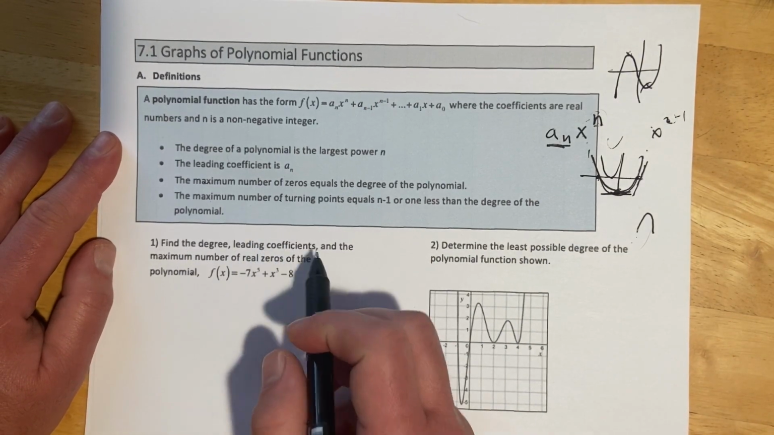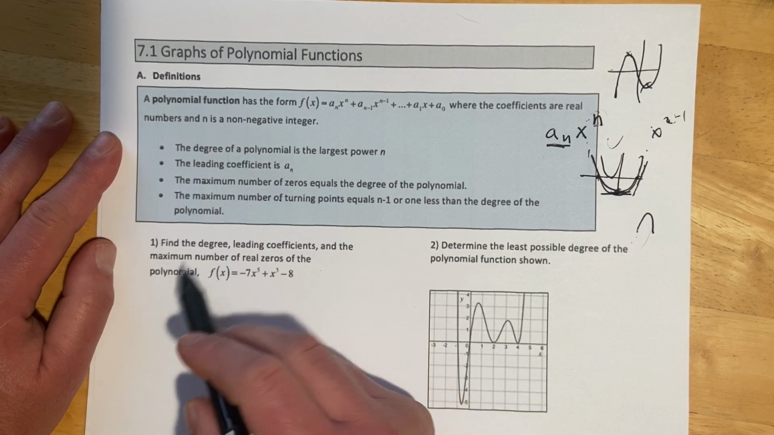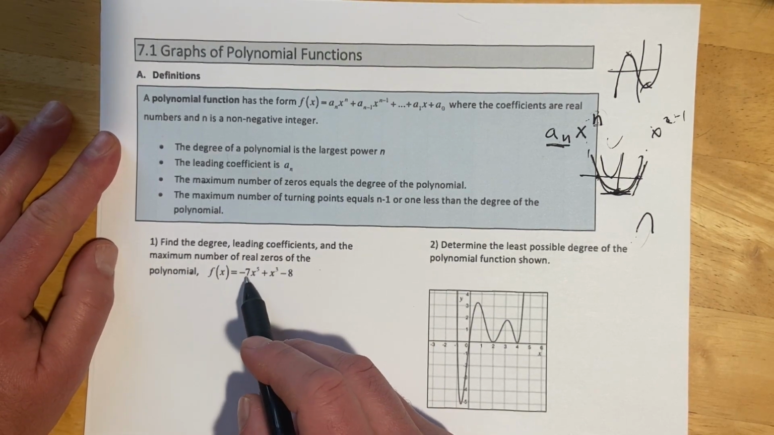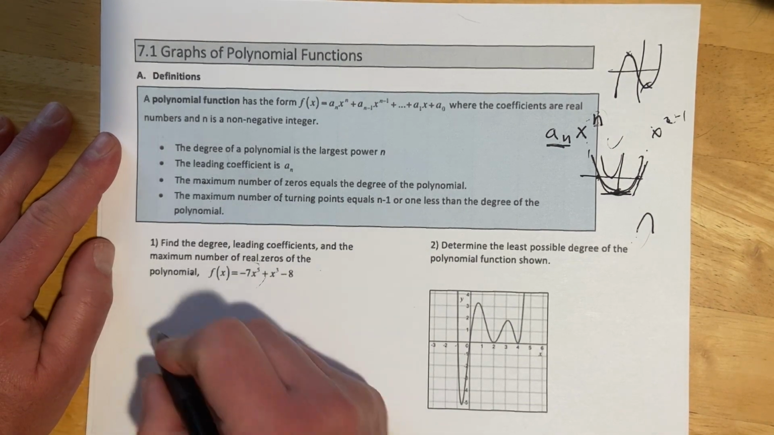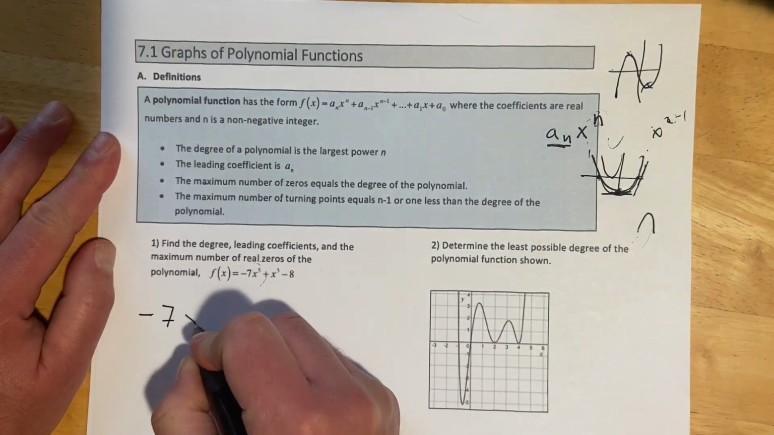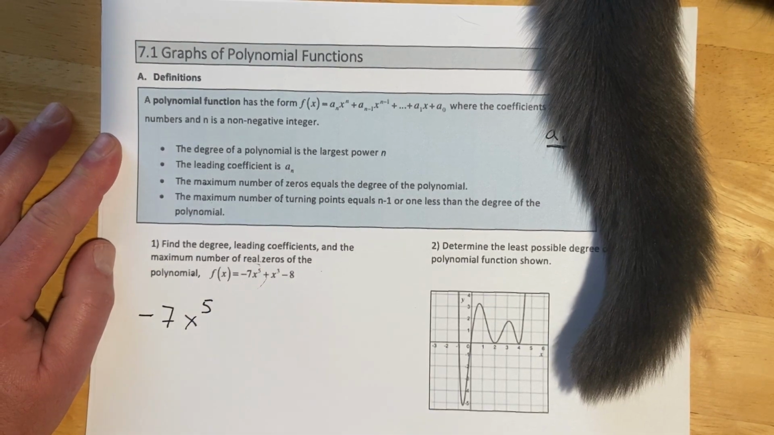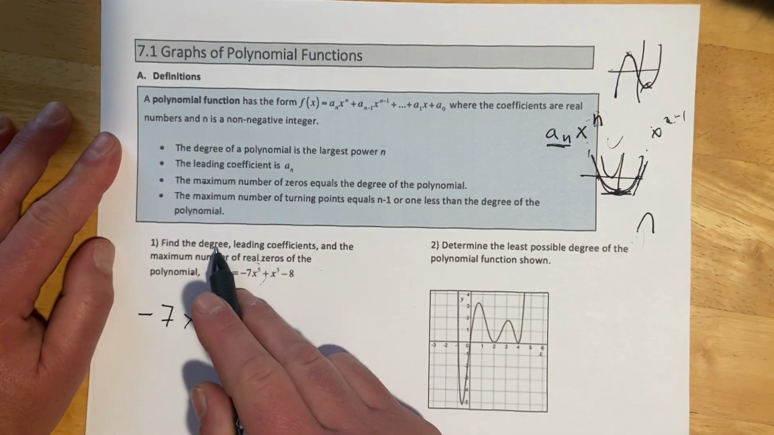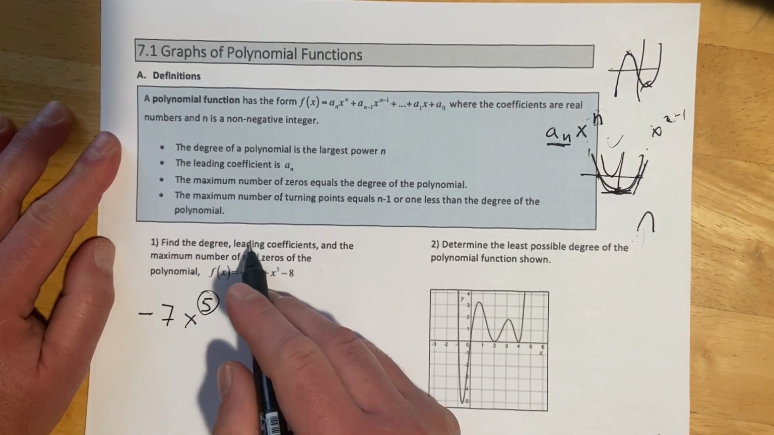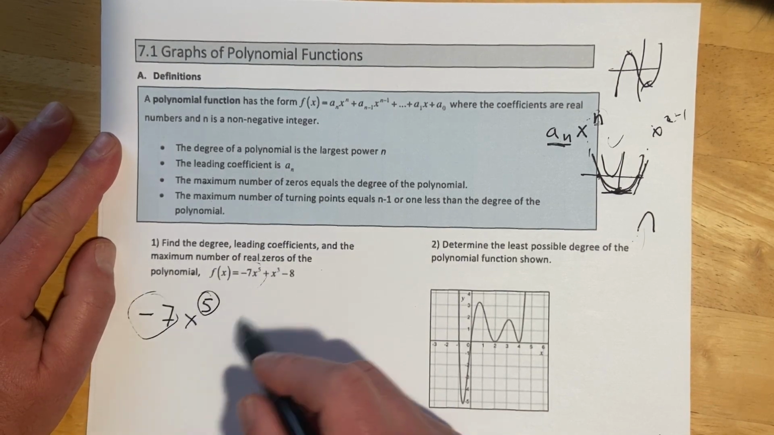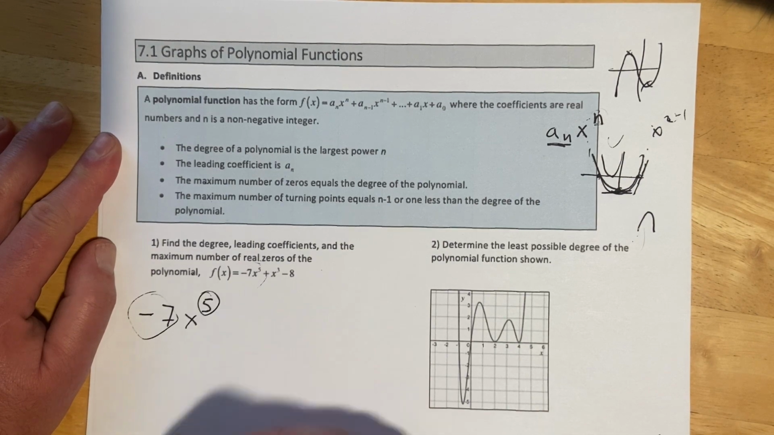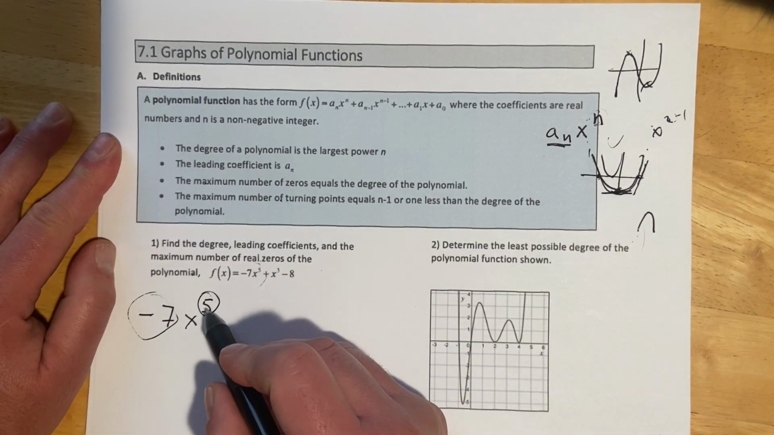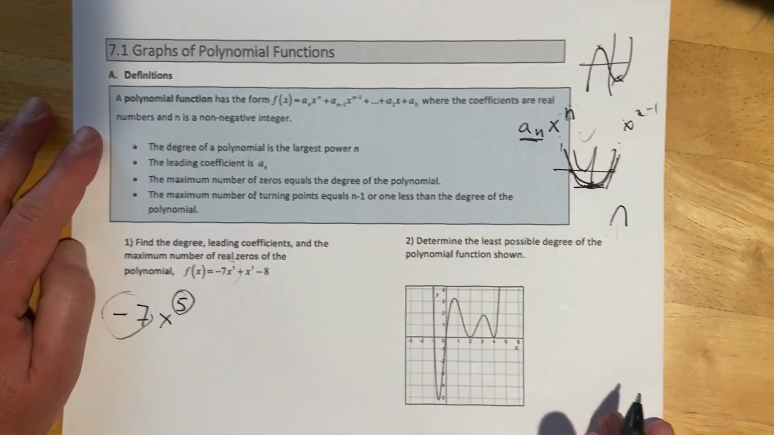So find the degree, leading coefficient, and maximum number of real zeros of the polynomial. To do all of that, what I basically need to know is what's going on with that first term. So our first term is negative 7x to the 5th. And so our degree is 5. Our leading coefficient is -7. And then the maximum number of real zeros is the same thing as the degree. That's how many times it can cross the x-axis. And so that would be 5.